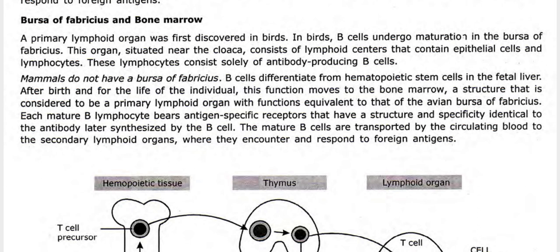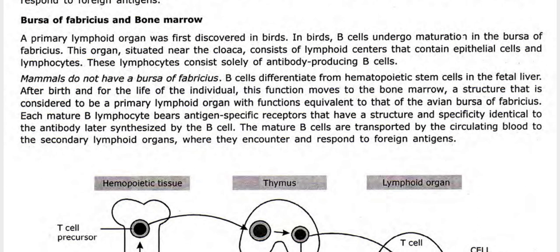This organ, situated near the cloaca, consists of lymphoid centers that contain epithelial cells and lymphocytes. These lymphocytes consist solely of antibody producing B cells. Mammals do not have a bursa fabricius. B cells differentiate from hematopoietic stem cells in the fetal liver.